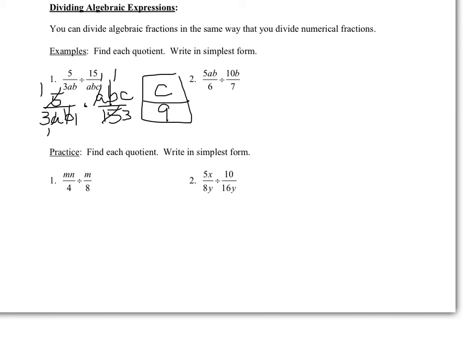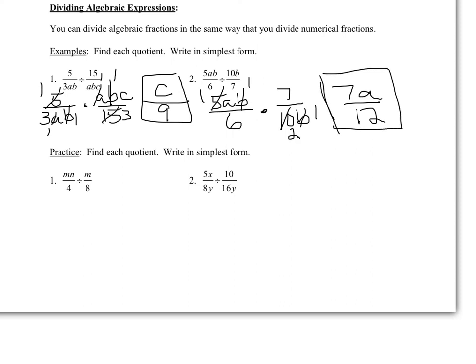All right, so 5ab over 6 is going to stay the same because that's our first fraction. We're going to change this to multiplication. 7 is going to become our numerator. 10b is going to become our denominator. And again, I like to look at my numerical numbers first. So 5 divided by 5 is 1. 10 divided by 5 is 2. And b divided by b is 1, and b divided by b is 1. So we have basically 1 times a times 7, so that's 7a. And then 6 times 2 gives me 12. So my answer is 7a over 12.